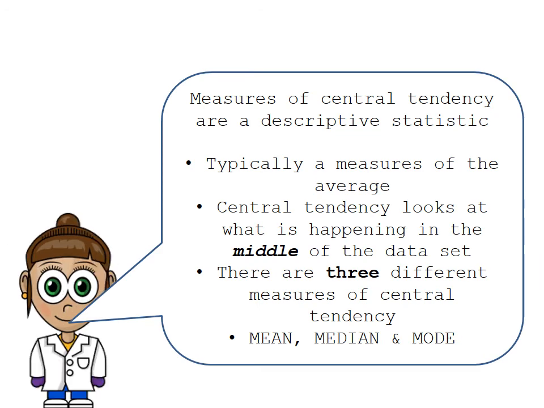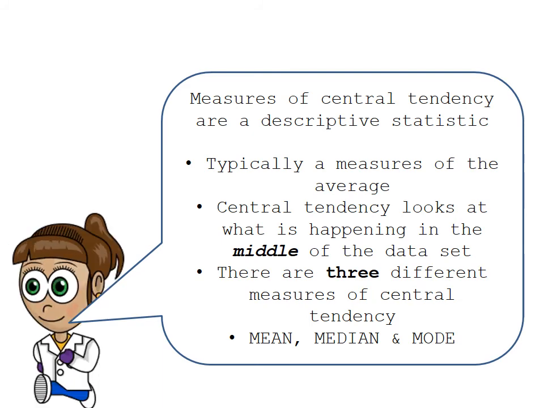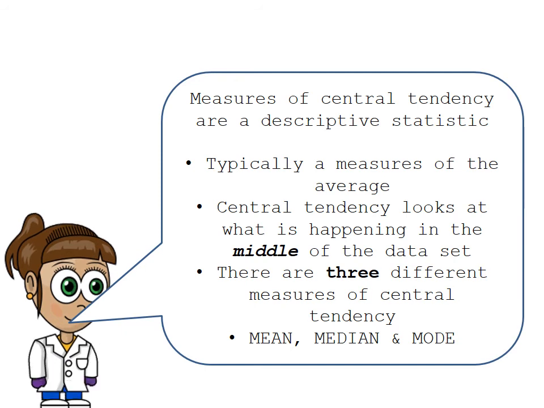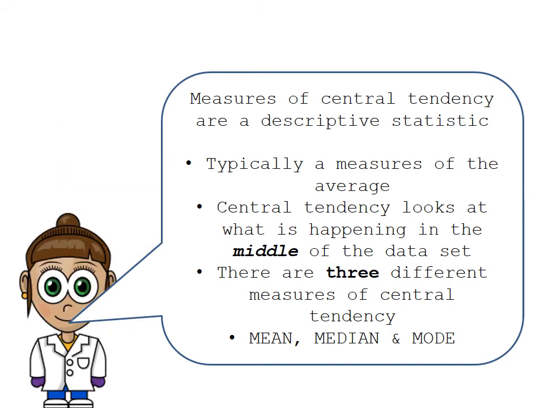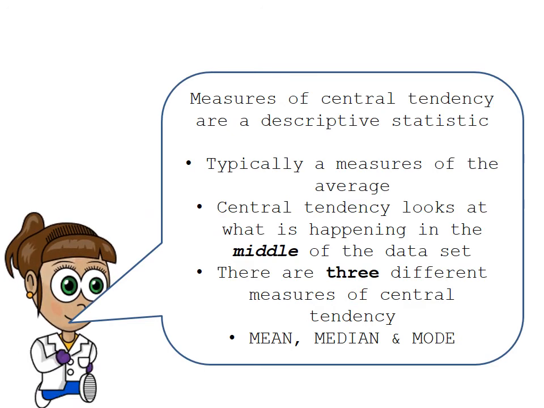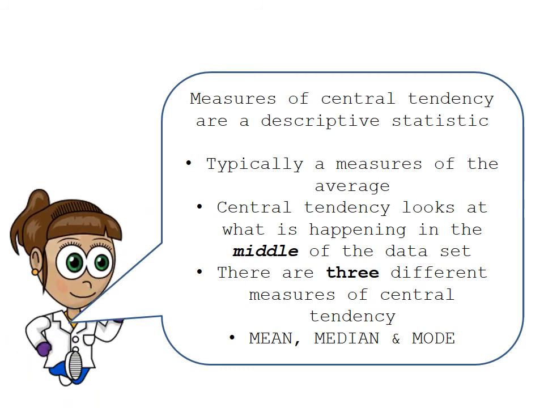Now, measures of central tendency are a type of descriptive statistic. They typically measure the average in a set of data. Measures of central tendency look at what is happening in the middle of the data set. So they look at the middle numbers of a data set. And there are three different measures of central tendency. And you will have heard of these from GCSE Maths, but I'm going to go through them with you quickly just to refresh your minds. So they have the mean, median, and mode.